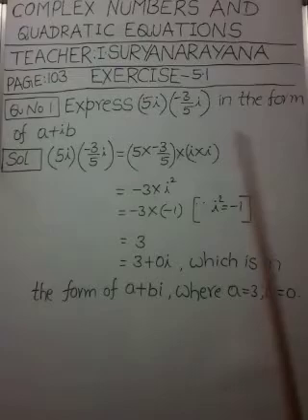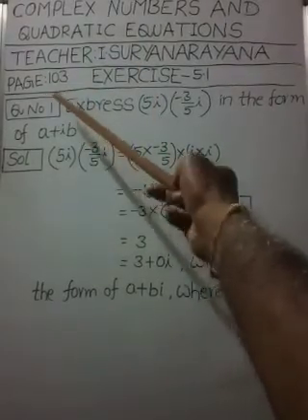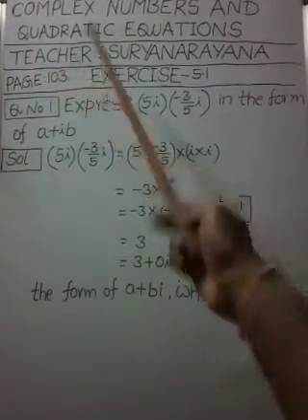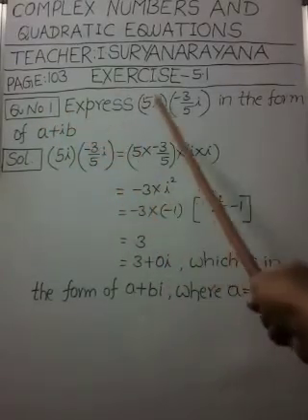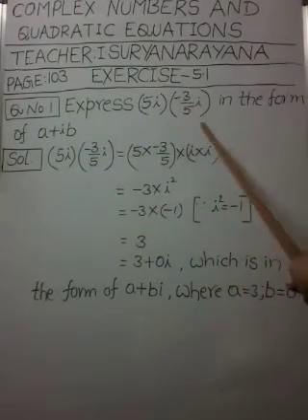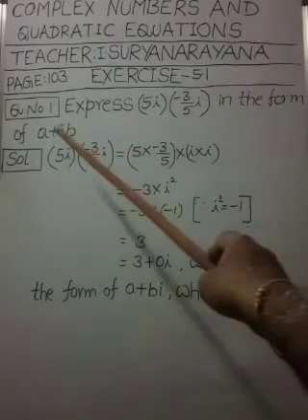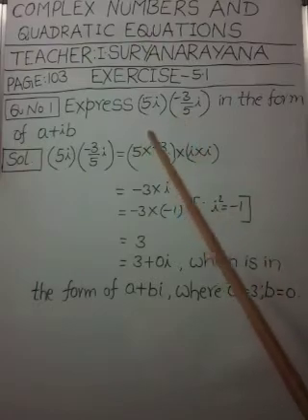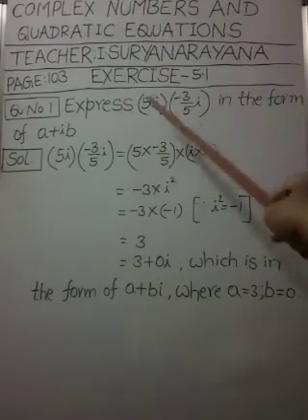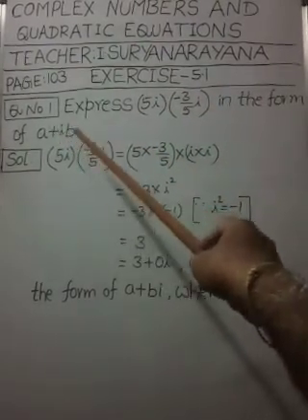Okay, my children, see page number 103. Question number 1. Express 5i into minus 3 by 5i in the form of a plus ib. Understood this question, my dear children? We have to express this expression in the form of a plus ib.